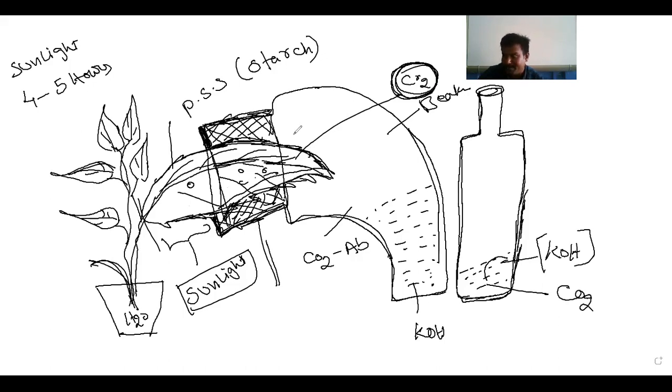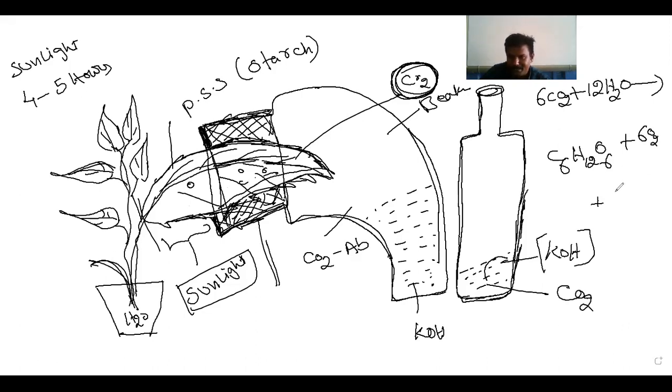But this part of the leaf, which is located inside the beaker, is unable to absorb carbon dioxide. See, we know very well: 6CO2 + 12H2O gives rise to C6H12O6 + 6O2 + 6H2O. This is okay. So carbon dioxide and water.